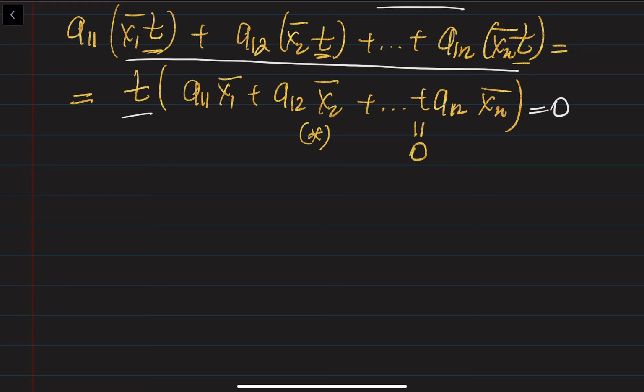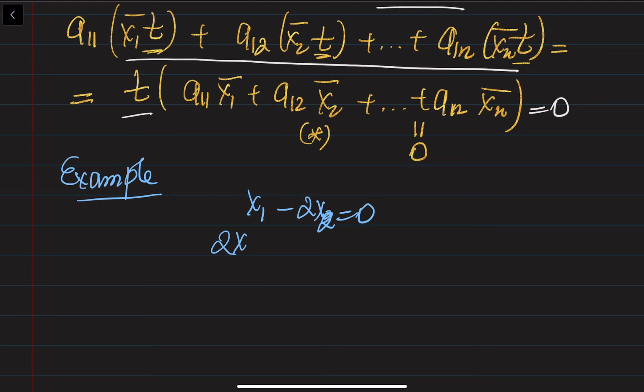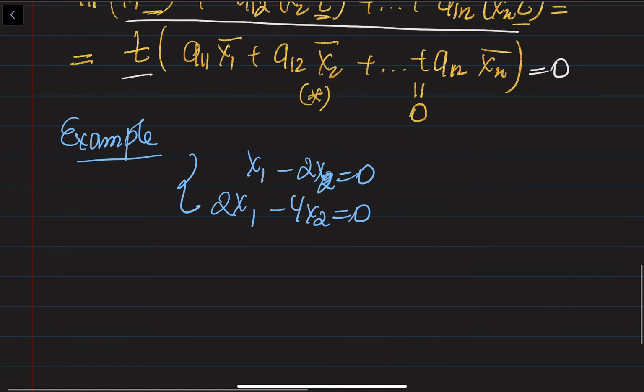So let's try to do an example, to understand this more deeply. Let's say I've got a system of linear equations: x1 minus 2x2 is equal to 0, and 2x1 minus 4x2 is equal to 0. So I've got two equations with two unknowns. The first solution which comes to my mind is simply 0 and 0. If you just substitute 0 and 0 into both equations, they're going to be true.